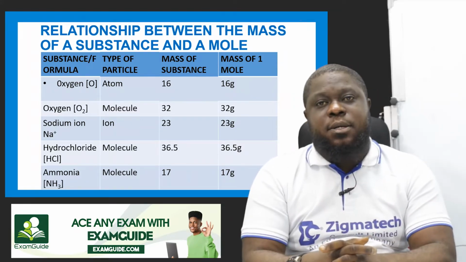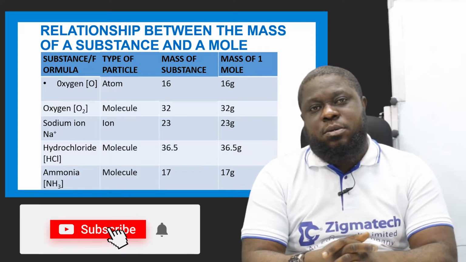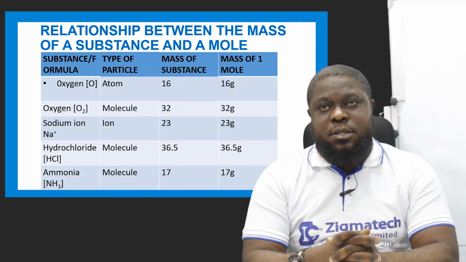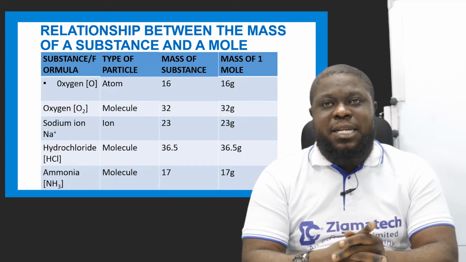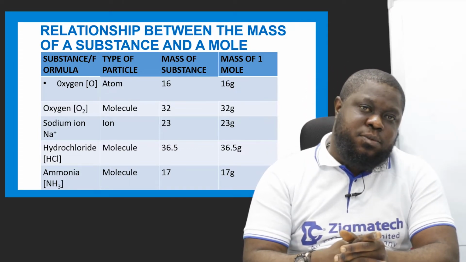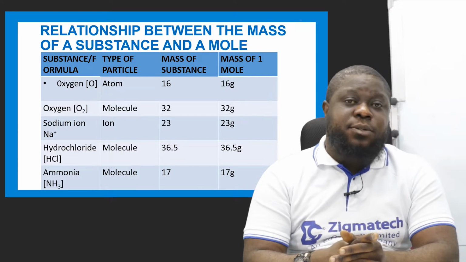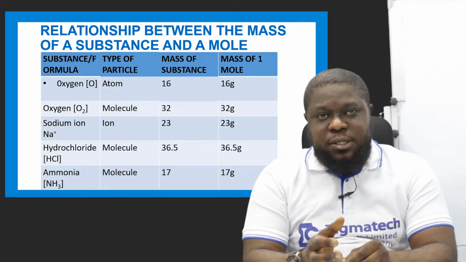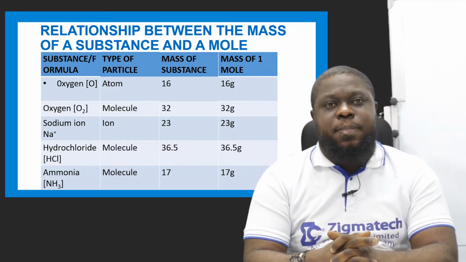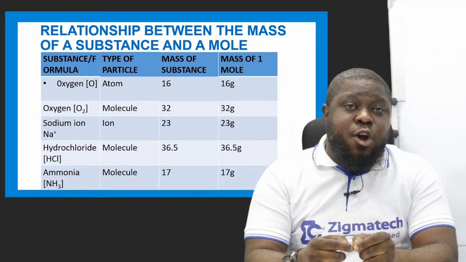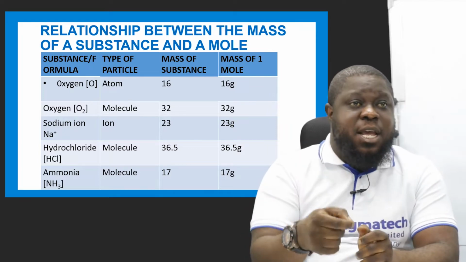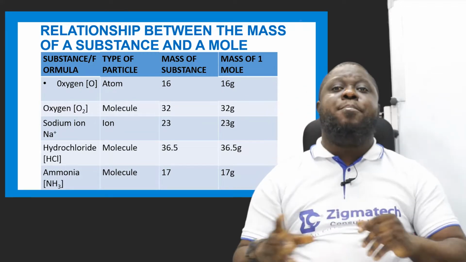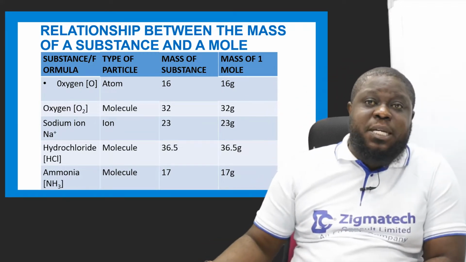Now, ammonia is a molecule that has a mass number of 17, and the mass of 1 mole is 17 grams. Why? Because nitrogen has a mass number of 14. Hydrogen has a mass number of 1. Adding up the number of atoms present, which is 3, gives you 3. So 14 plus 3 is 17. And the mass of 1 mole of that will still give us 17 grams.